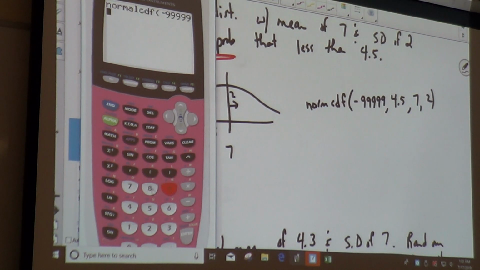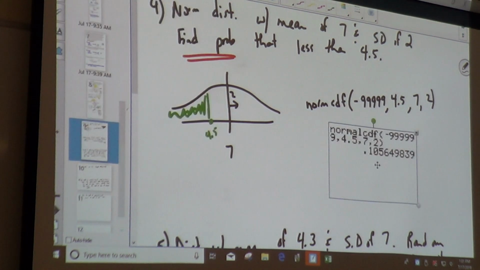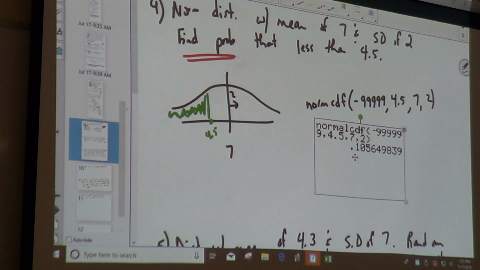I think I put one too many nines, but that's okay. It ended at 4.5. My mean is 7. My standard deviation is 2. So that means my area under the curve is about 10.5%. Is that what y'all got? Sure you did.